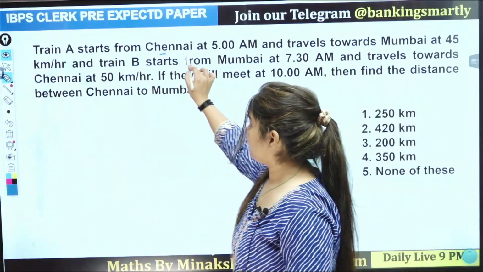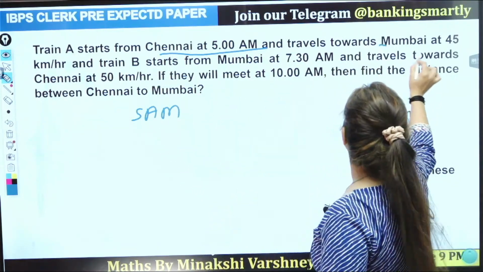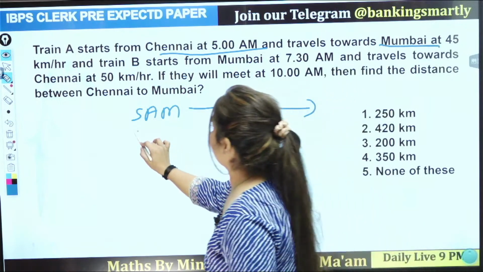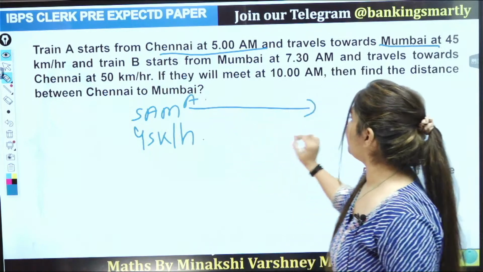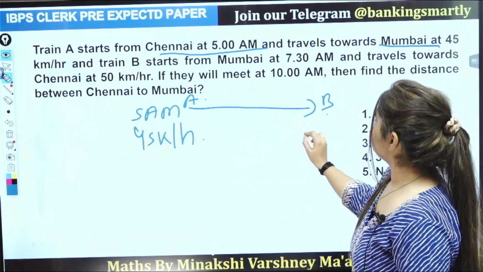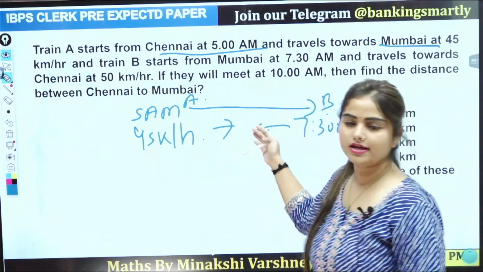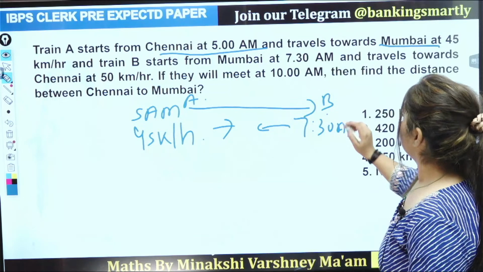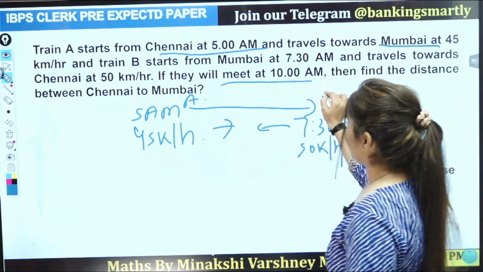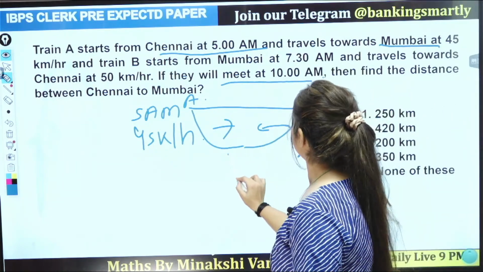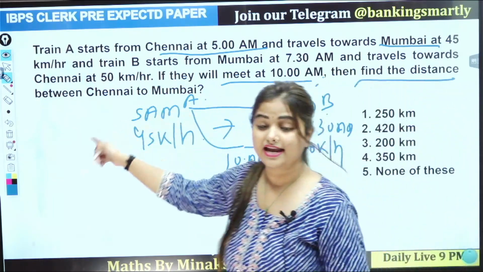Train A started from Chennai at 5 a.m., traveling towards Mumbai with 45 km per hour. Very easy one. B started from Mumbai at 7:30 a.m. and travels towards Chennai, so they are moving in the opposite direction, with 50 km per hour. Both speeds are given. They will meet at 10 a.m. What is the distance between Chennai and Mumbai?